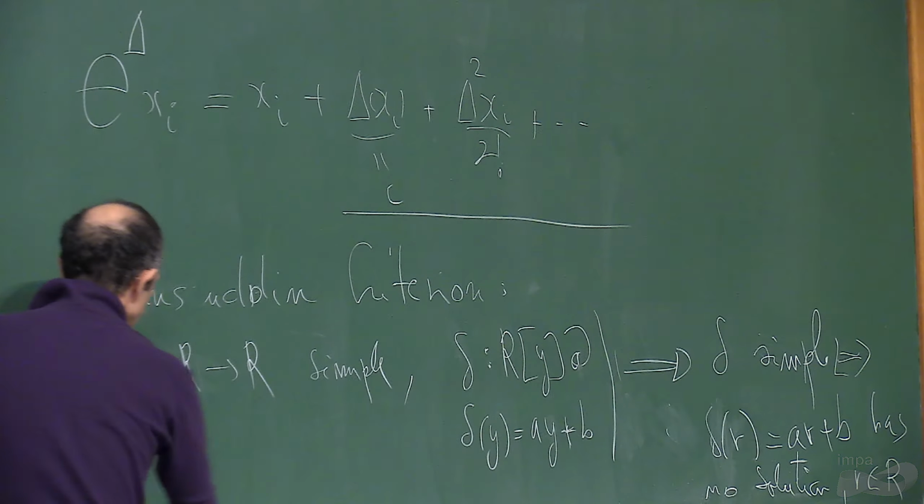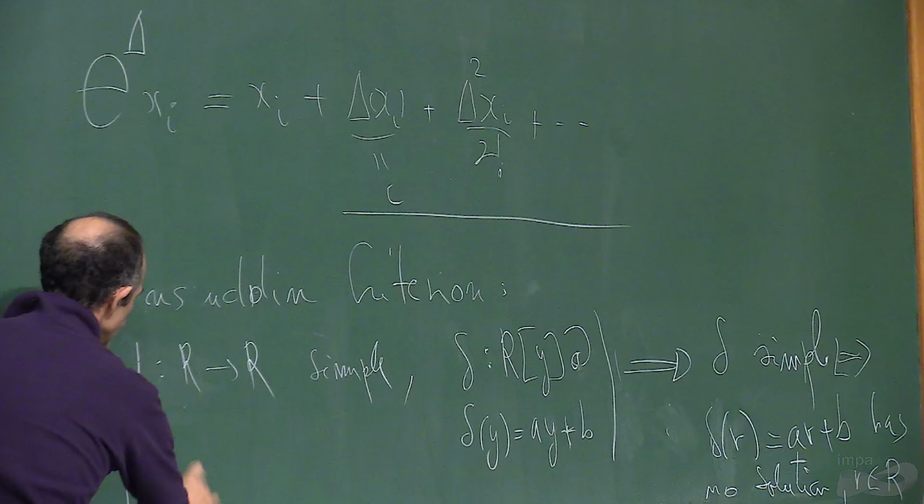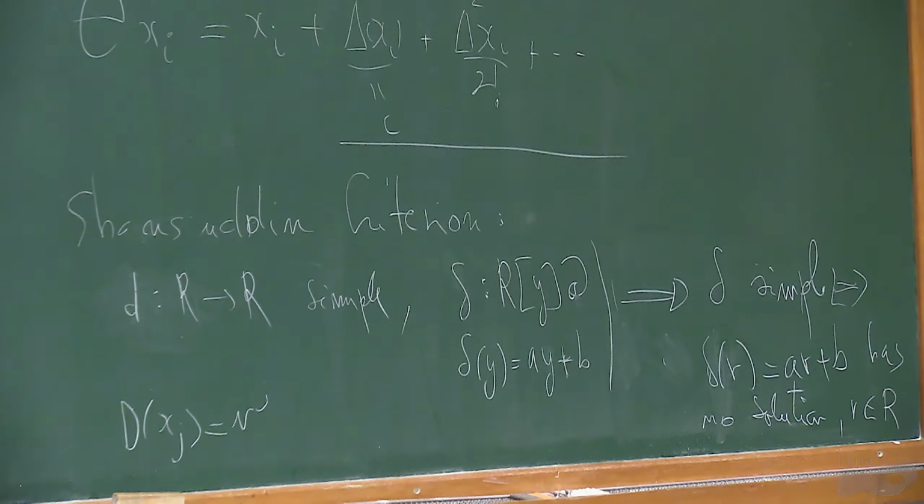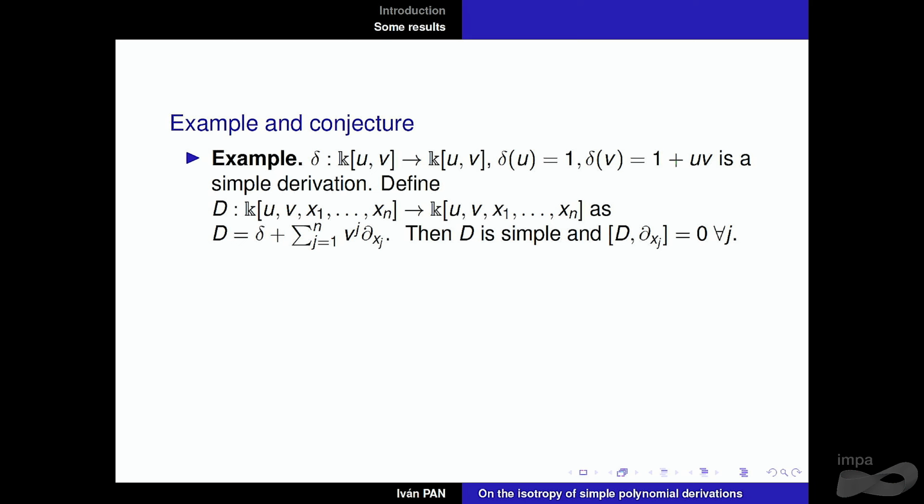Then the extension in this example, D x_j is v to the power j, okay? And then it commutes with the partial derivatives in the n variables x1 to xn. And then by the remark, the isotropy is k^n, acting as translations, because for every partial derivative we have a translation. Okay?